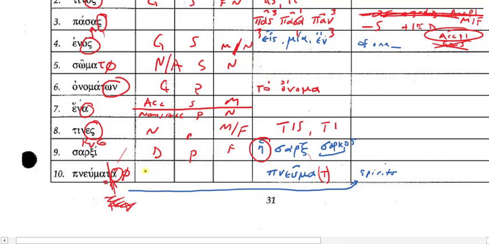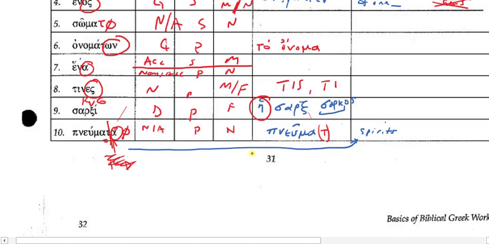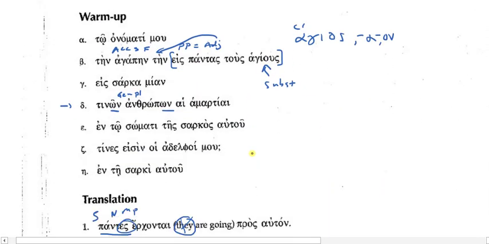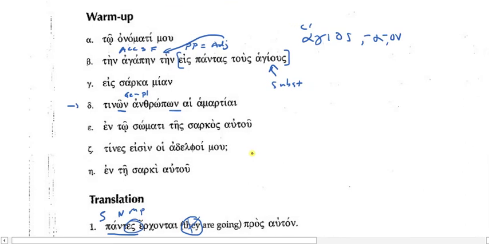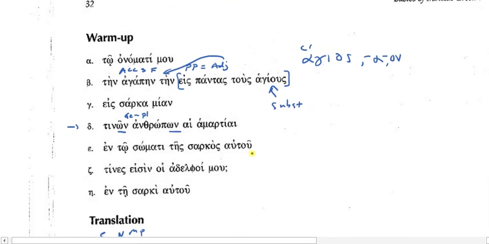It's denoting the nominative and accusative. It's nominative or accusative, plural, neuter. Okay, good. So that's just a review of the forms here. I think we went through most of these warm-ups, but does anybody have any further questions about the warm-up exercises?